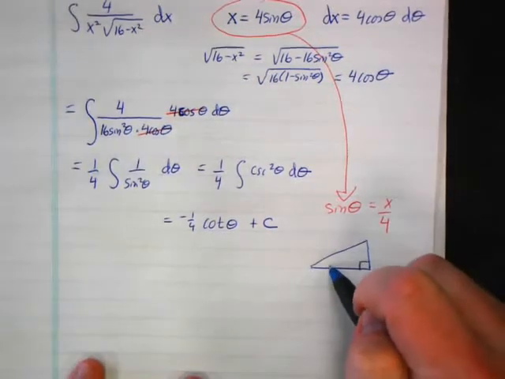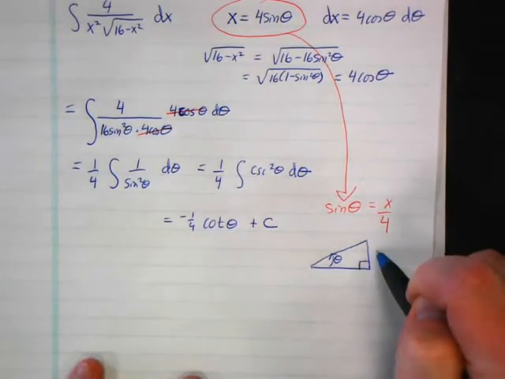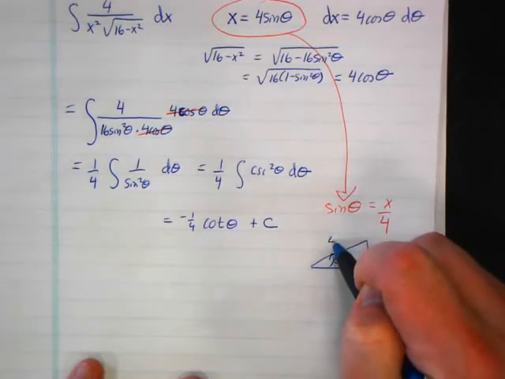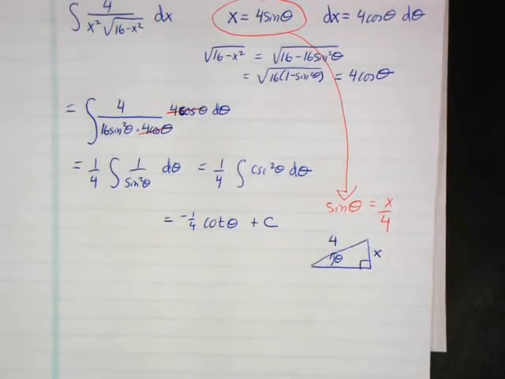This is our angle theta. So opposite over hypotenuse, because I know sine. Sine of theta is x over 4. I go talk to my good buddy Pythagoras. How long's the other side? Square root of 16 minus x squared.